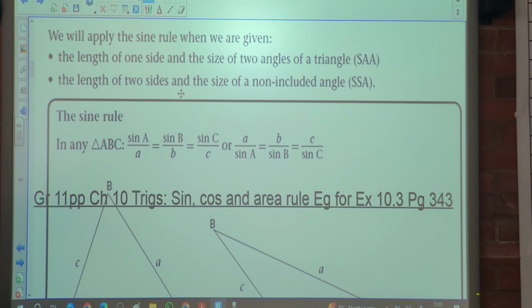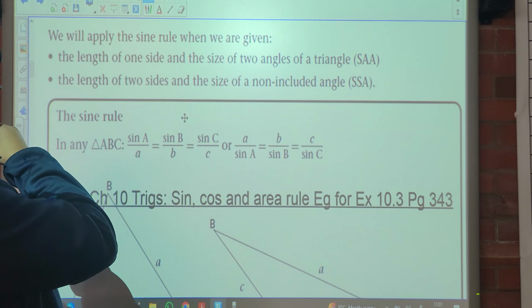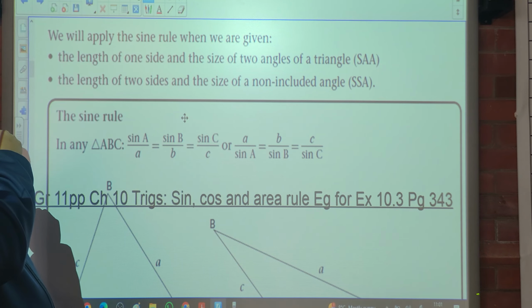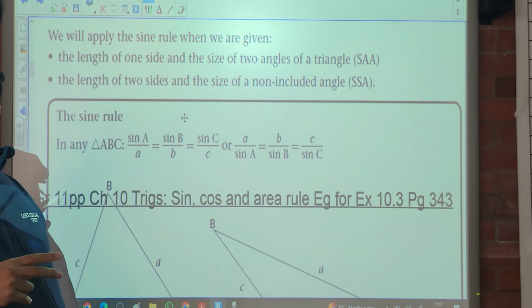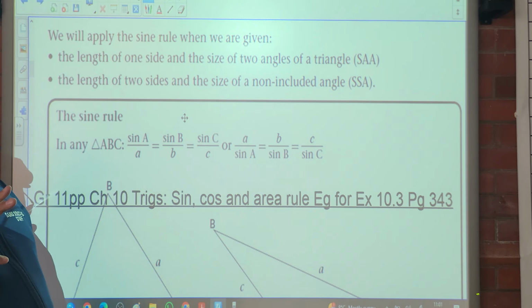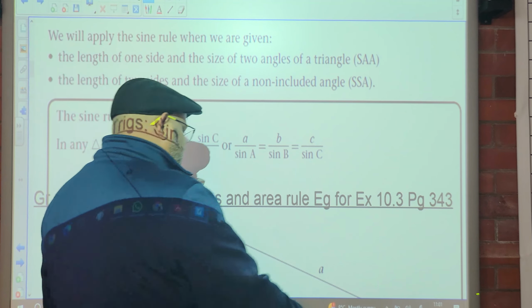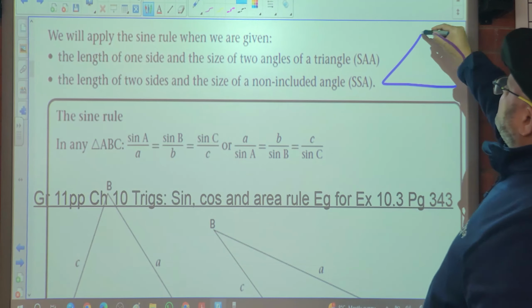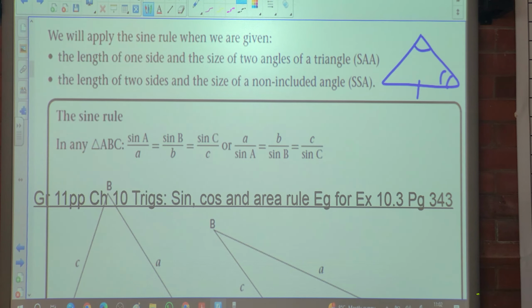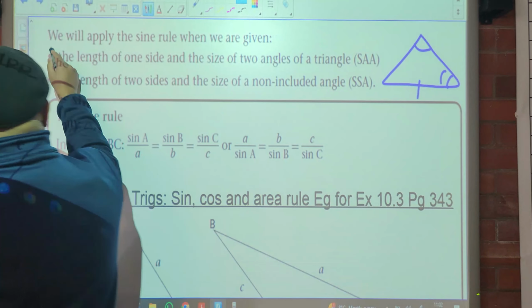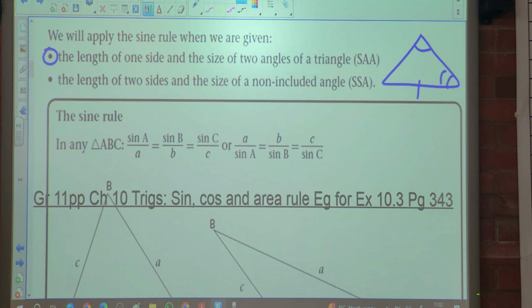We will apply the sine rule when we are given the length of one side and the size of 2 angles of a triangle. So you have a side and 2 angles. Just draw it. They give you a picture. 2 angles and a side, any side, we'll use the sine rule. You guys understand? Okay.